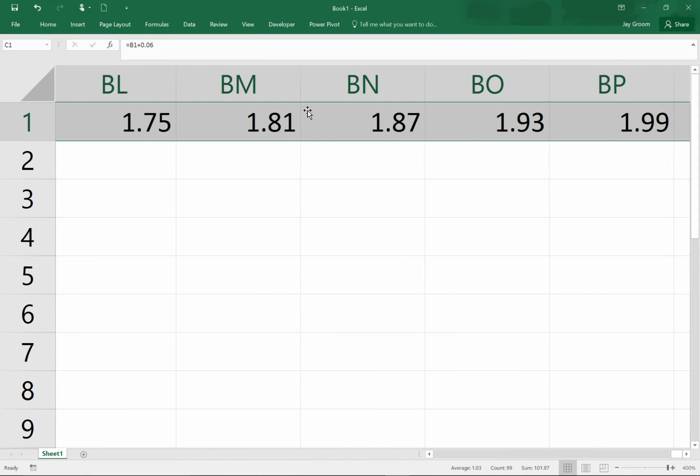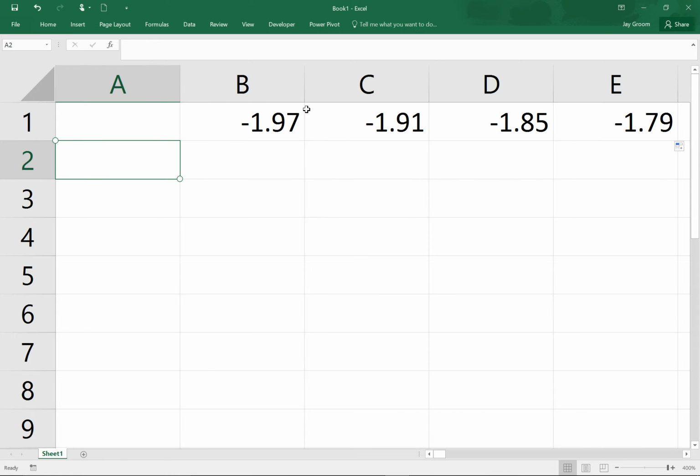Bam. Equals, what was this one? 3.02? Plus 0.04? All right.